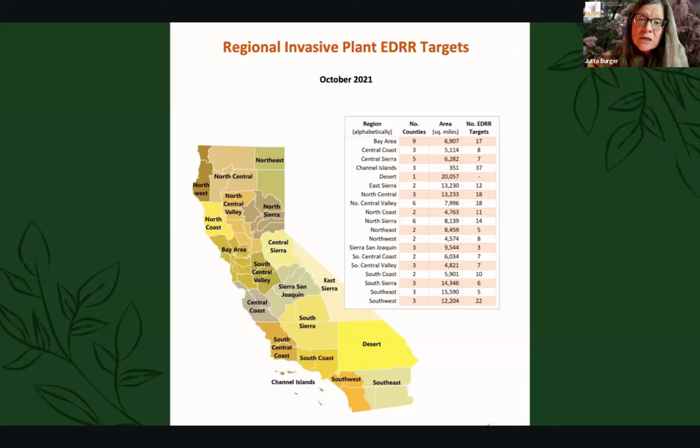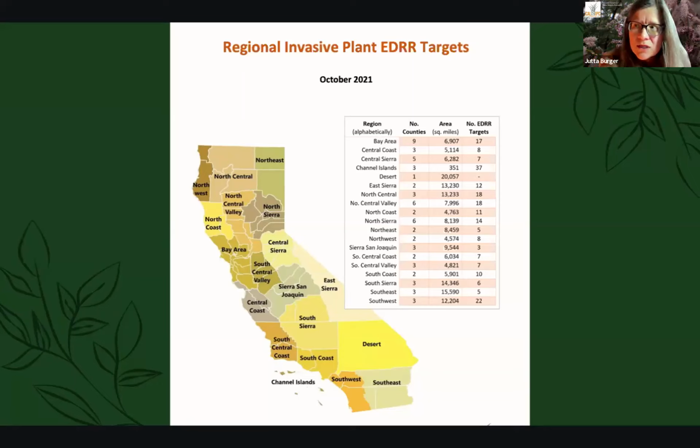Another good place to go for EDRR species is a document that you can find in that PDF that Constance shared, and that I reshared at the beginning of the talk. What's it called? The regional invasive plant EDRR targets document. And this right here is a slide of the first page of that targets page.